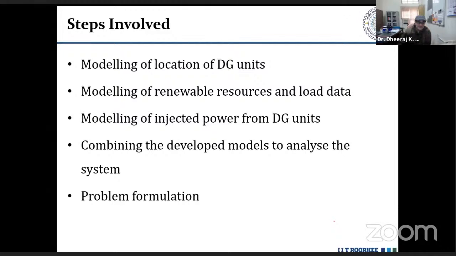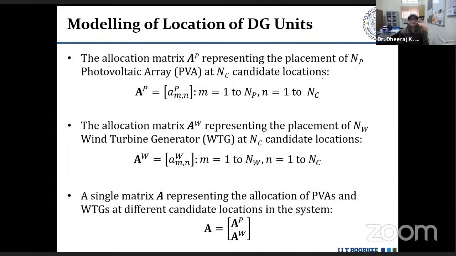So the steps involved here are: first we have to model the location of DG, then we have to model the renewable resources and load, then we have to model the injected power from DG, then we have to combine all three developed models, and then finally we can go for problem formulation. So first we have to model the location of DG.